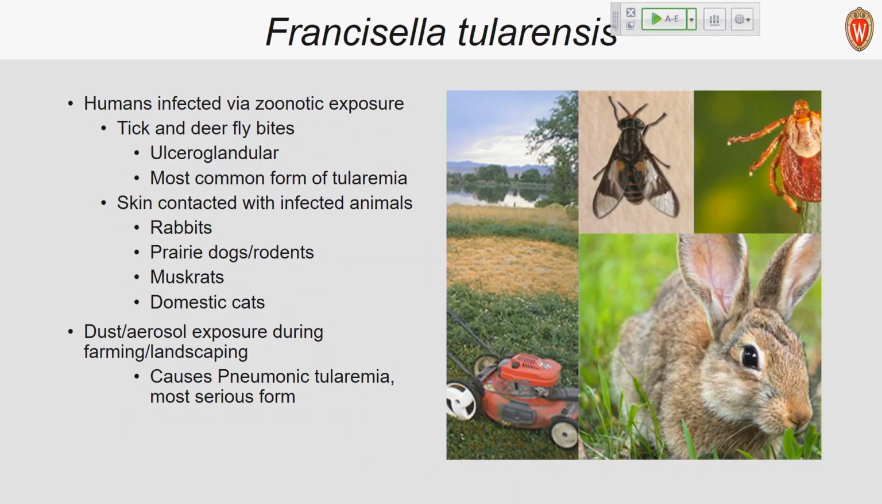So Francisella tularensis, we don't see a lot of this within Wisconsin, but there is, I want to say, CDC reports around 3 to 5 cases a year. So we got to talk about it, because that may be you. So infection route, it's zoonotic exposure, tick and deer fly bites, which I wasn't super familiar with. I always think of rabbits and prairie dogs, muskrats, that type of thing, but that is where exposure occurs, and also dust and aerosol exposure can occur as well, which causes a pneumonic tularemia, which is the most serious form.